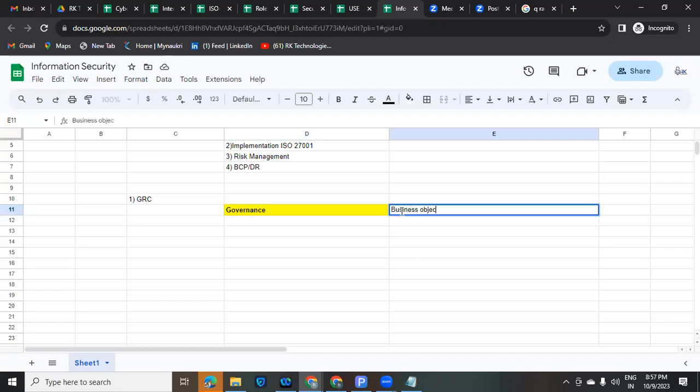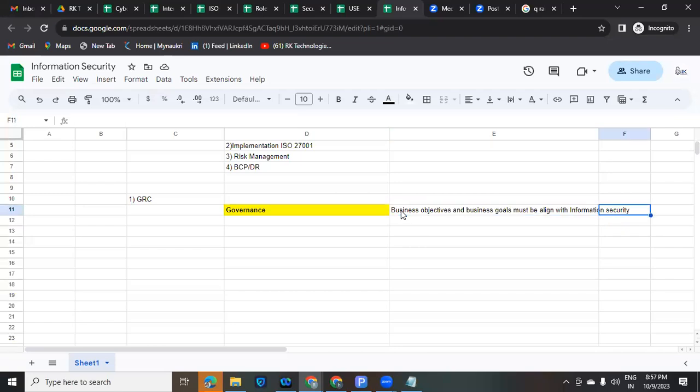Business objectives and business goals must be aligned with information security. Otherwise, we will lose the respect of the business if any hacking, data breach, or attack happens. So this is a CISSP question, guys.